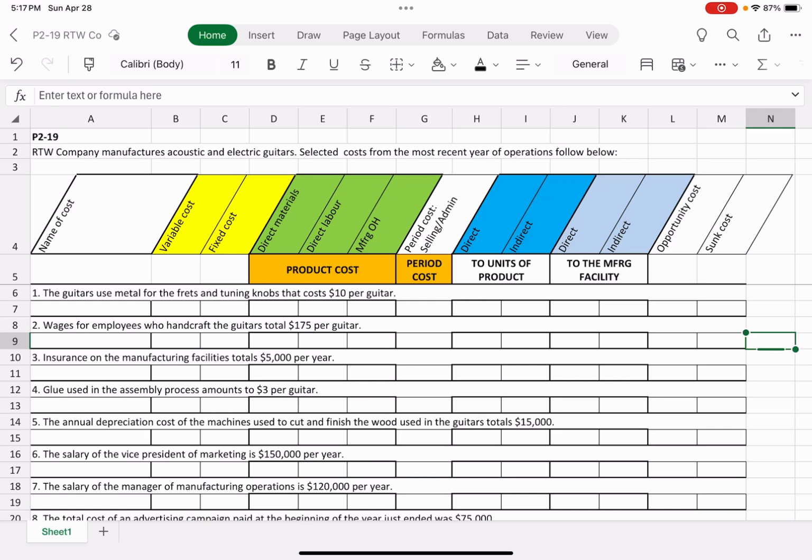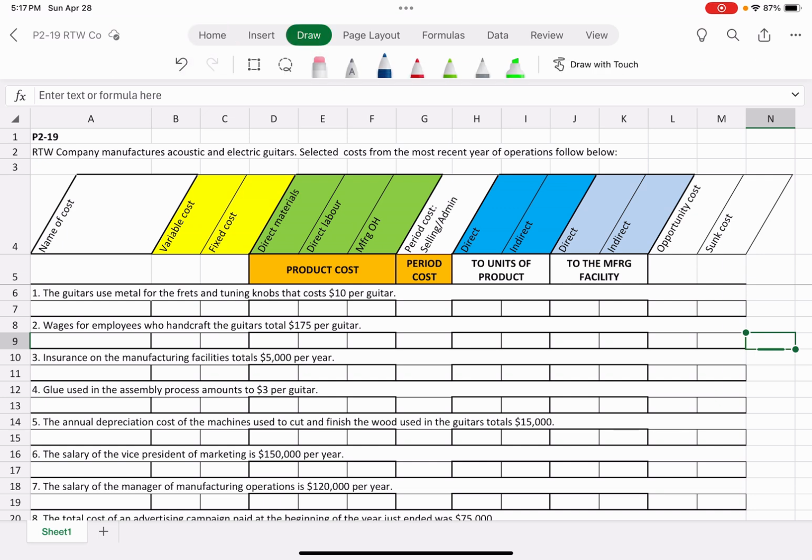So this is question P219, and it's just about understanding costs. We have this company, RTW Company, which manufactures acoustic and electric guitars, and they've given us a list of 10 costs. As you're probably aware from reading this chapter, there are many different ways to slice and dice costs.